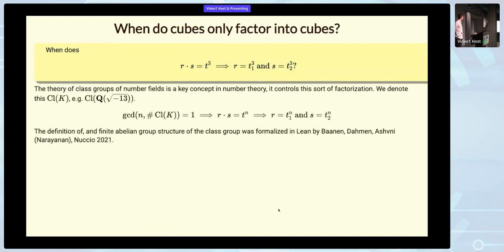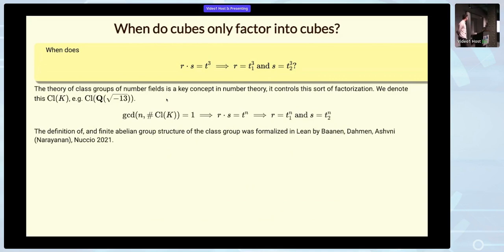So the thing which controls whether or not this fails is known as the class group. This is a finite abelian group that you can associate to your field. In this case, we've taken the rational numbers and we've added a square root of negative 13. That was the setting in which we made our argument.